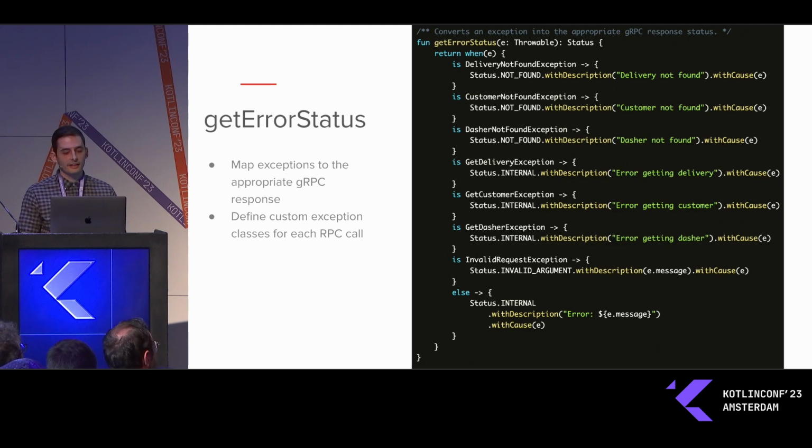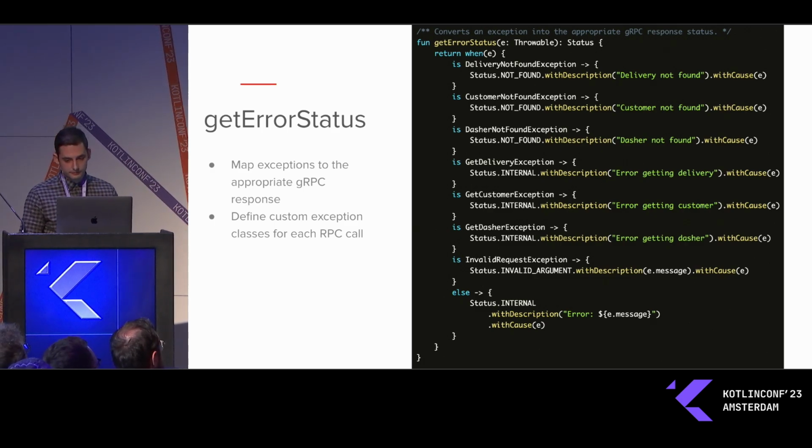The last piece is getErrorStatus, which maps an exception to the appropriate response code. These are gRPC response codes, but if this were a JSON API, you could use HTTP response codes. I recommend defining custom exception classes for each type of error that you want to handle. For example, if delivery service returns not found, we treat that differently than if it timed out.